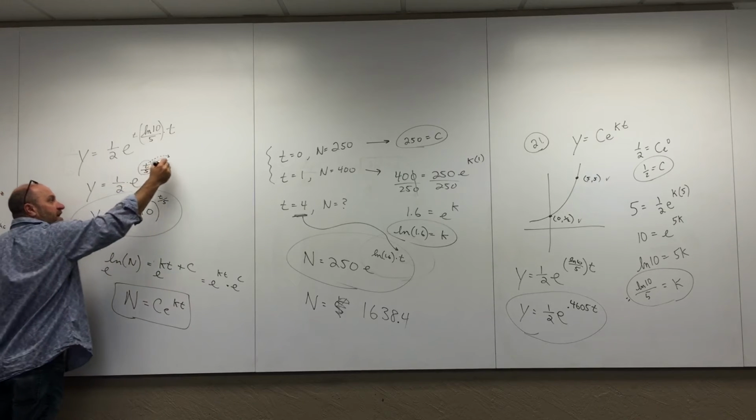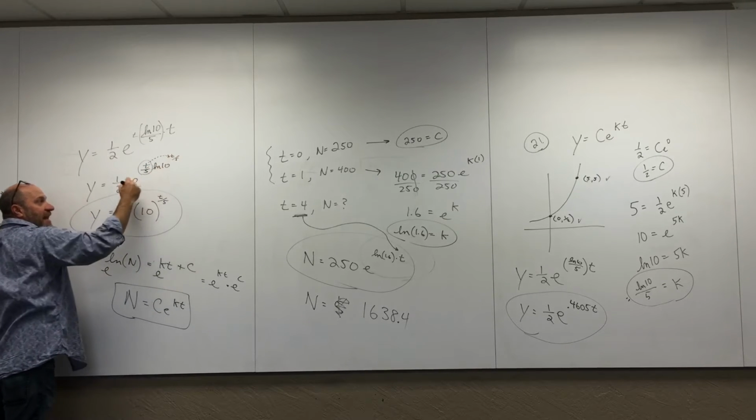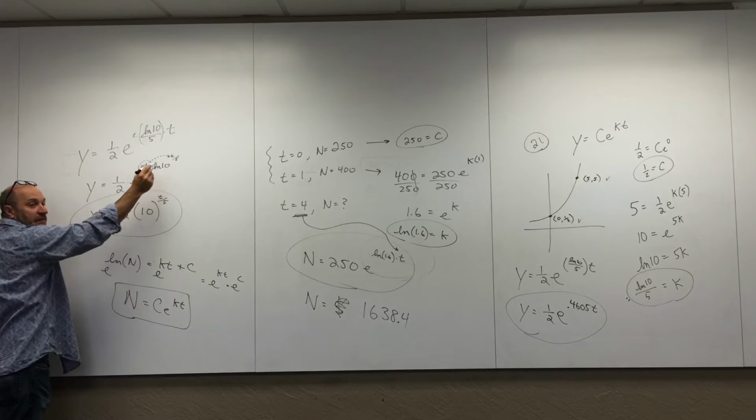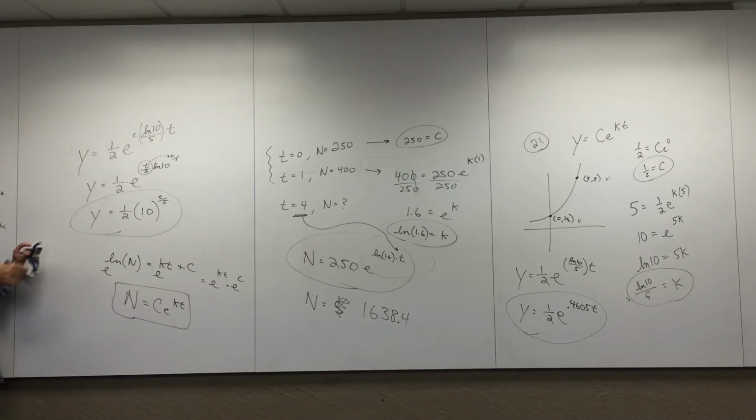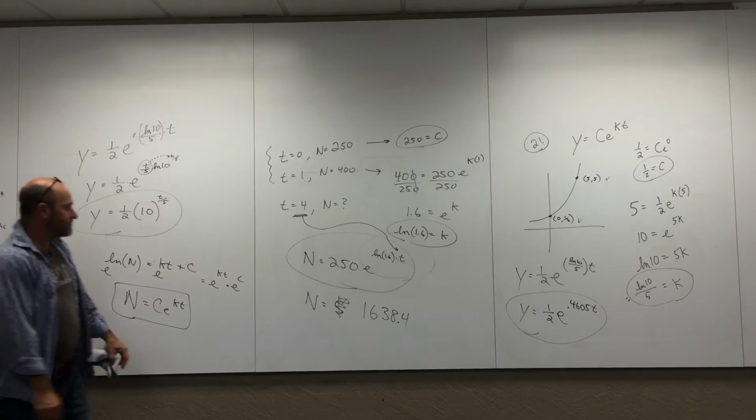Well, if I move this up, then I'm allowed to cancel the e and the log, and I'm left with this base 10 raised to what I got. But the truth is, that's the same exponential function as that.